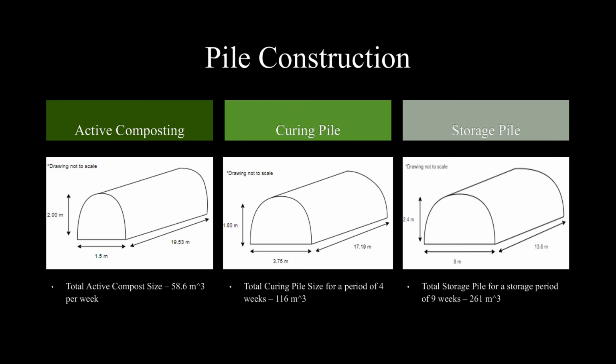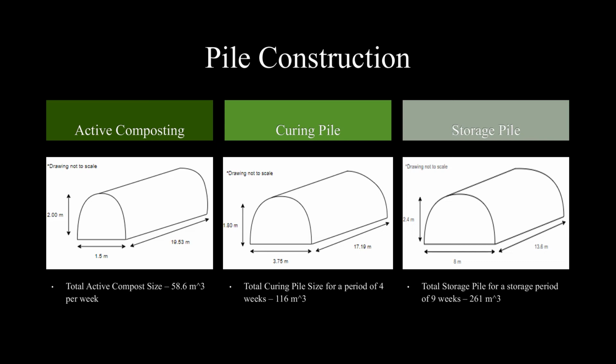during the curing stage, the compost pile will reduce to 50% of its initial volume. Thus, the total curing pile volume for the 4-week period will be 116 meters cubed. The dimensions are 1.8 meters in height, 3.75 meters at the base, and 17.19 meters in length.